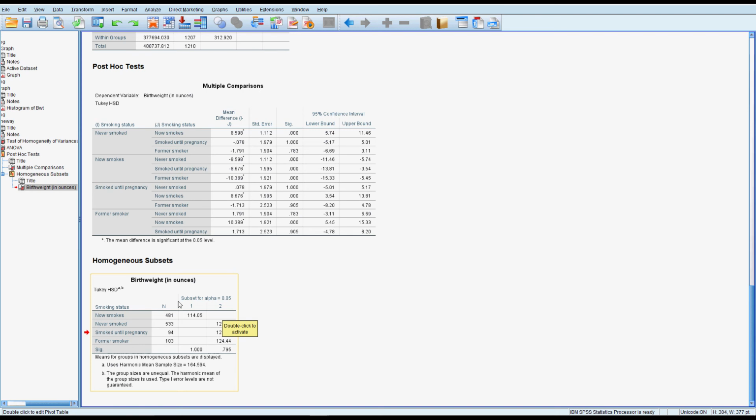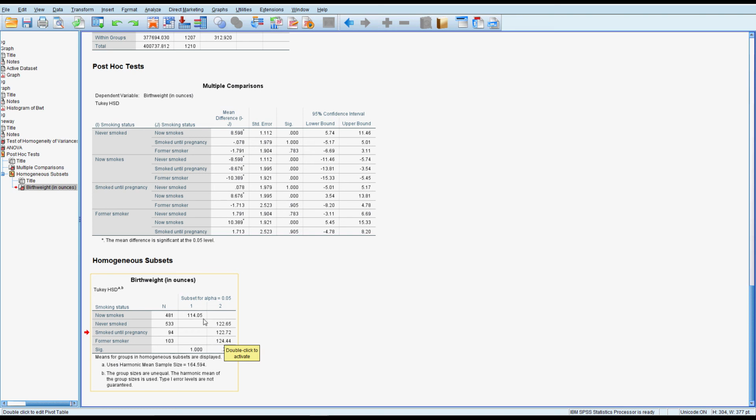So what is this telling us? The homogeneous subsets is putting categories together which are similar. So if categories fall together in a column, it means they are similar. So it's saying that the mean birth weight is similar for never smoked, smoked until pregnancy, and former smoker: 122, 122, 124 in ounces, which I can't convert to grams in my head.